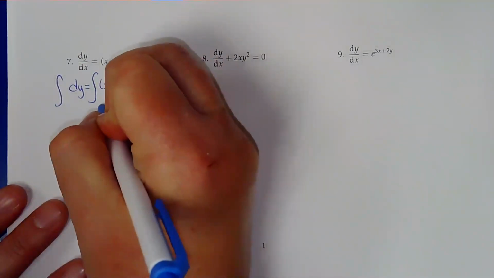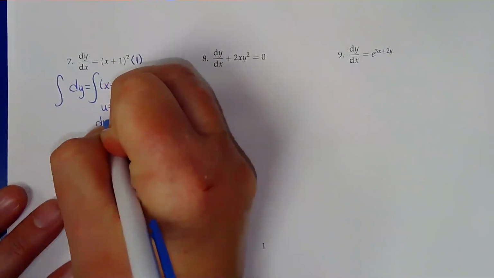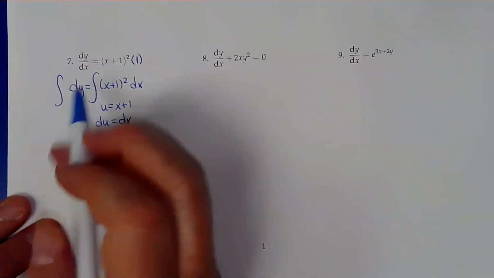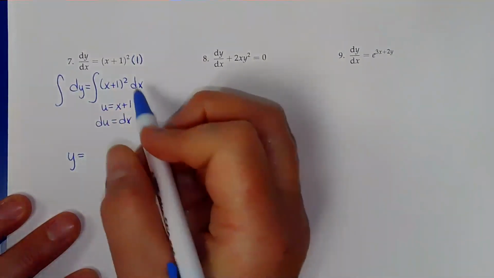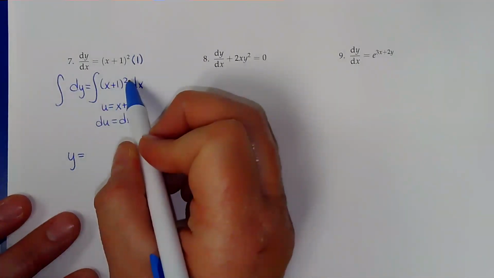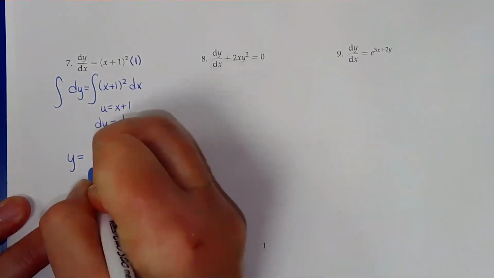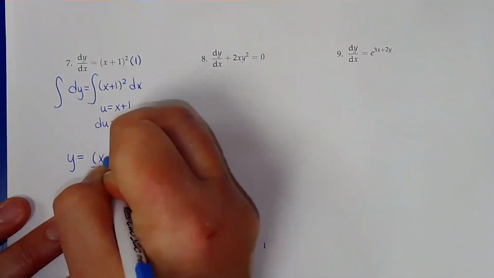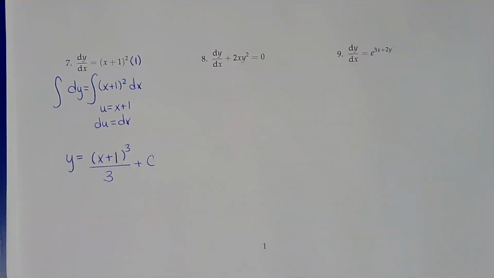This looks like I'm going to need a little u-sub. So u is going to be x + 1, and my du is dx, which is nice. So the integral of dy is y. And the integral of this, so this would be u squared, which would give me u cubed over 3 plus C. And that u is my x + 1. So I get y is equal to (x + 1) cubed over 3 plus C.